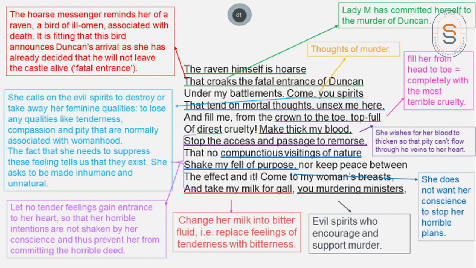So she's calling on the evil spirits to destroy or take away her feminine qualities, to lose any qualities like tenderness, compassion, pity that are normally associated with womanhood. She says, "fill me from the crown to the toe top full," fill her from head to toe completely with the most terrible cruelty. "Make thick my blood." She wishes for her blood to thicken so that pity can't flow through the veins to her heart. She does not want her conscience to stop her horrible plans. So she's actually saying, let no tender feelings gain entrance to her heart, so that her horrible intentions are not shaken by her conscience and thus prevent her from committing the horrible deed.